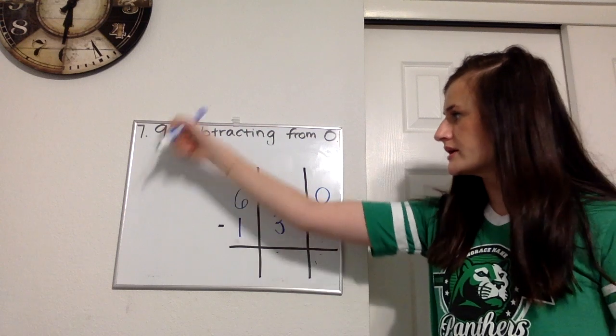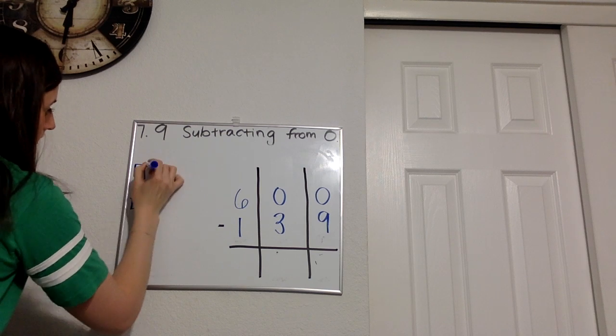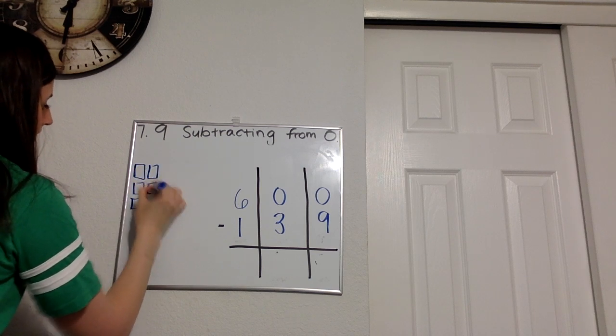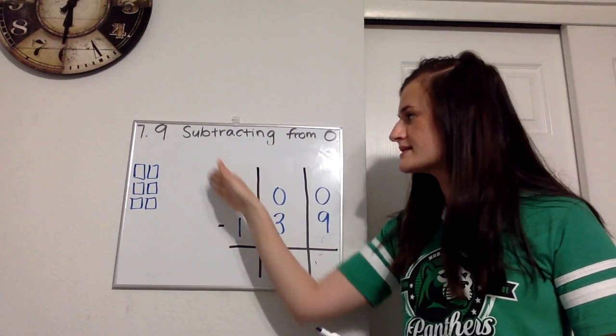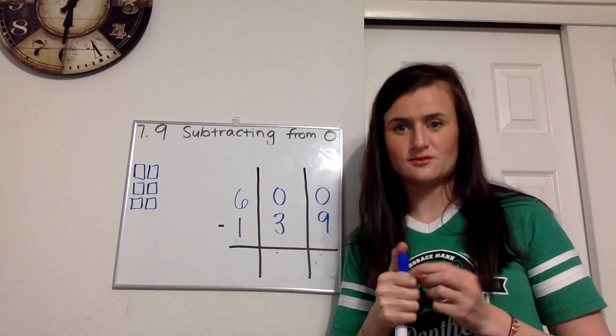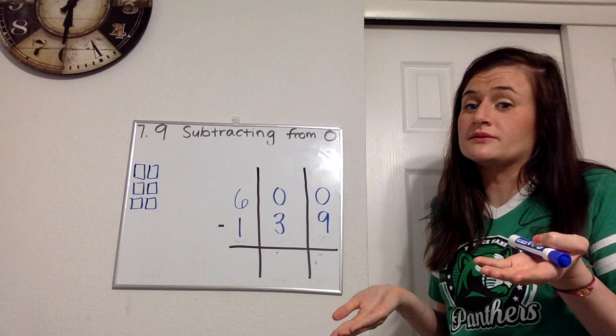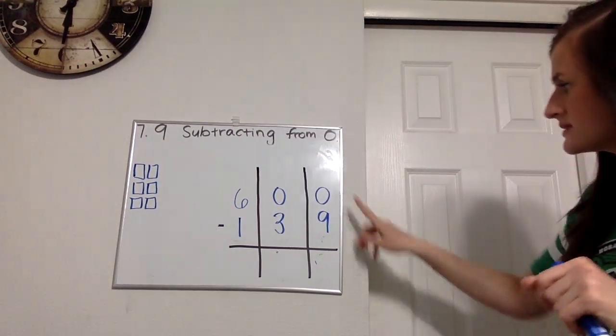All right, so our picture is going to be 600s. 1, 2, 3, 4, 5, 6. You'll notice I left space because I know I'm going to need to regroup and make some tens and ones. All right, so just like we always do, we start in what place value? You got it, we start in the ones.